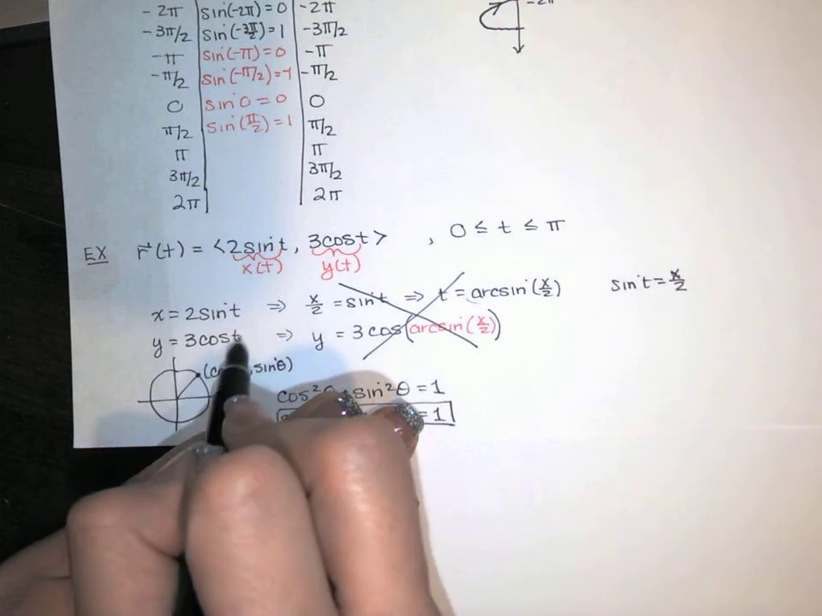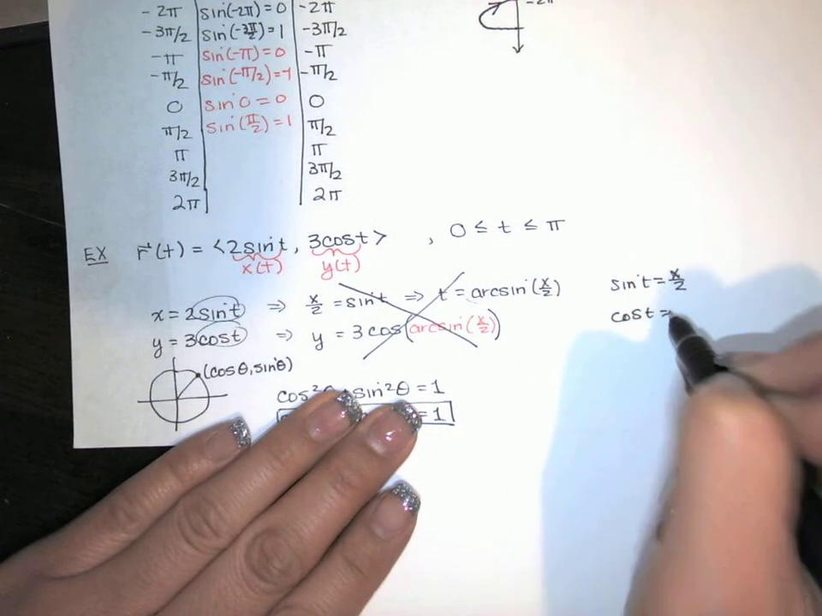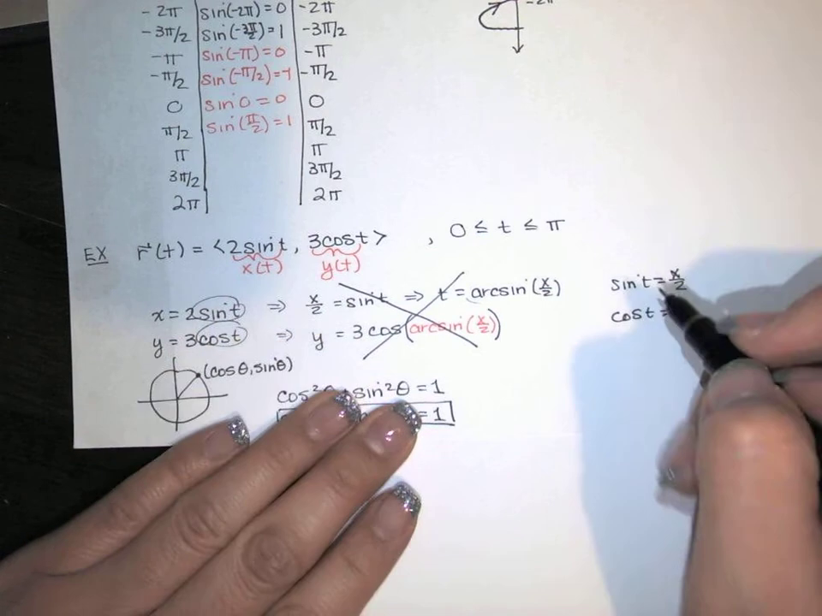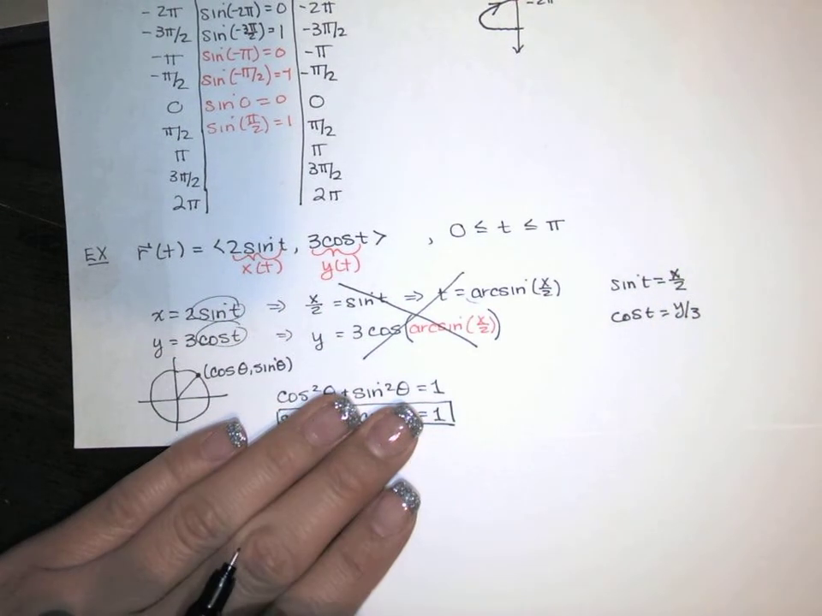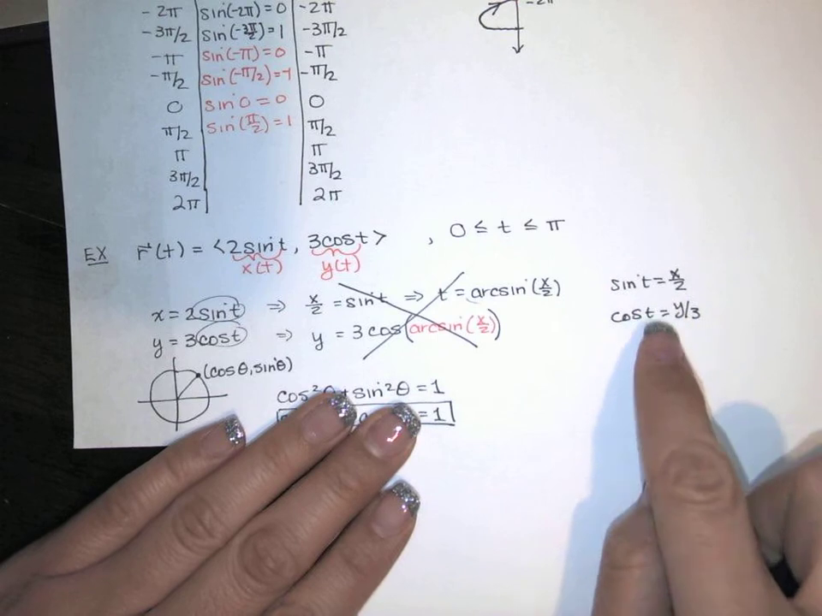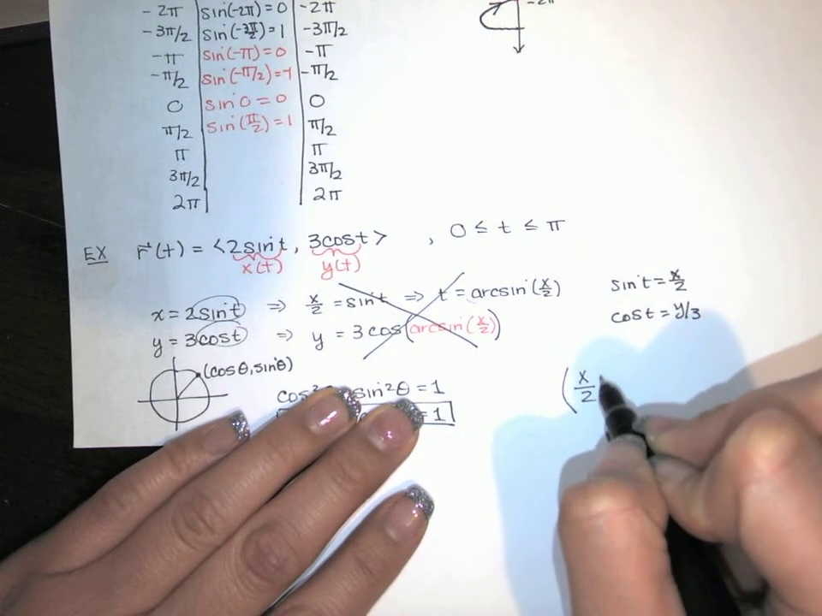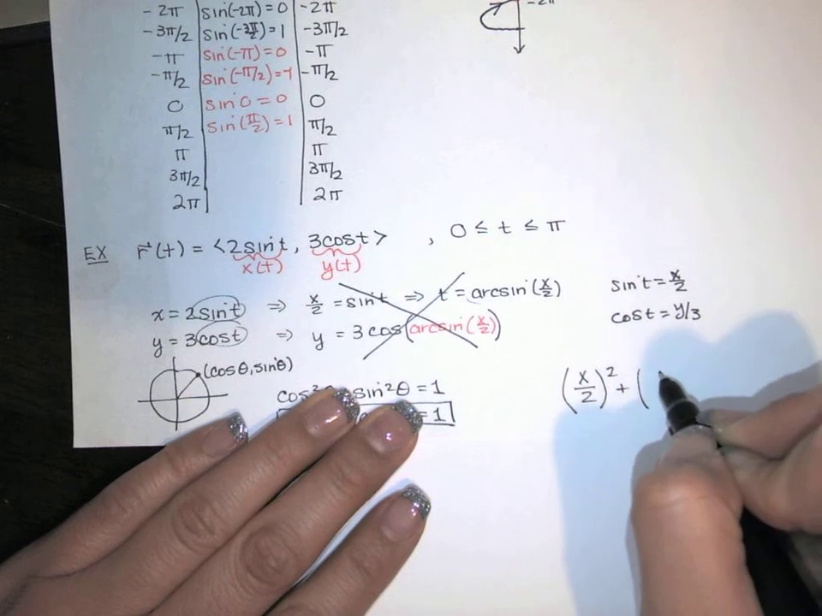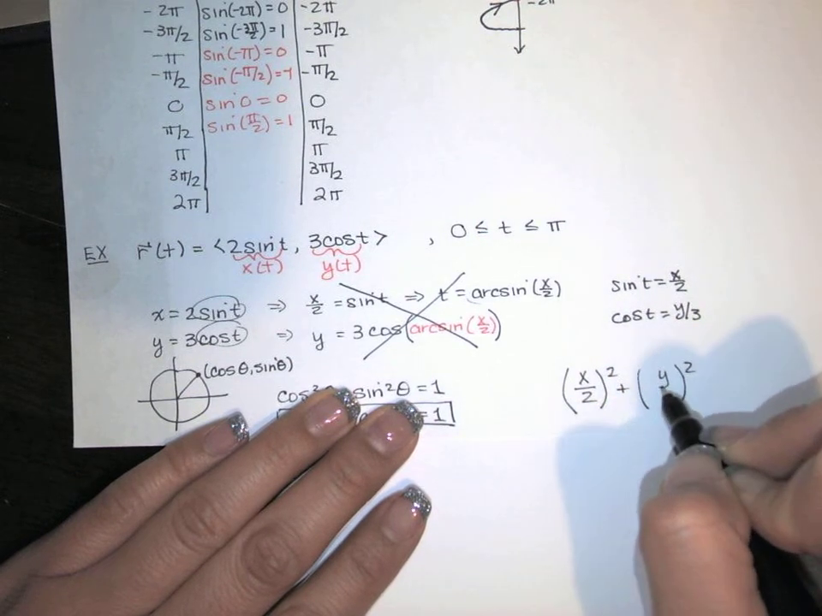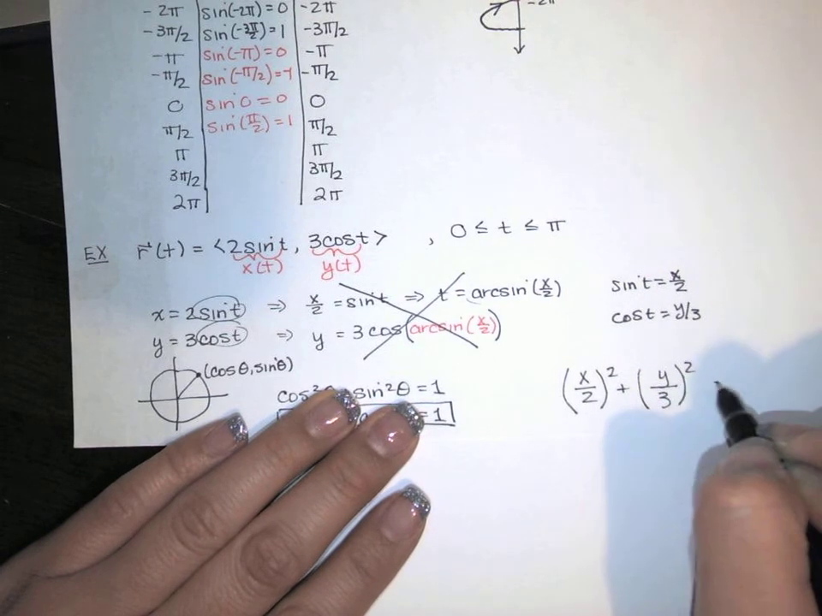Here, if I'm solving for cosine of t, I get cosine of t equals y divided by 3, because I'm getting that 3 on the other side. Okay, well, sine squared plus cosine squared has to be 1. So here's my sine of t, squaring it. Then we're going to add cosine of t, which is y over 3, and we're squaring that. Sine squared plus cosine squared is 1.